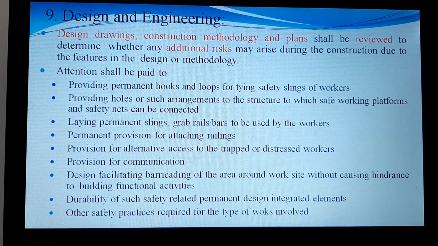For example, many times attention has to be paid to the following things: providing permanent hooks and loops for tying the safety slings of workers, providing holes and similar arrangements for attaching safe working platforms, providing safety nets if required, and laying permanent slings, grab rails, bars, etc. Also permanent provision for attaching railings to safeguard against falling, provision for alternate access to trapped or distressed workers who lost their concentration and have to be brought down safely, provision for communication, design facility for barricading the area around the work site without hindering building functional activities, durability of such safety related permanent designs, and other safety practices for whatever works are involved.